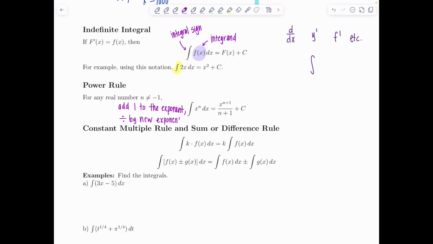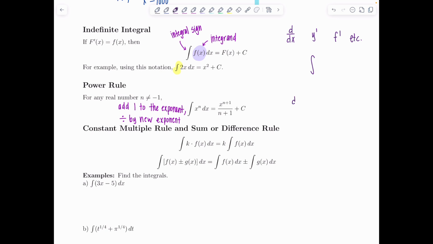So I want you to pay attention right here. You have x to the n, so when you take an antiderivative, you add 1 to that exponent. Now it becomes n plus 1, and then you divide by the new exponent. And that's undoing the differentiation process, right?